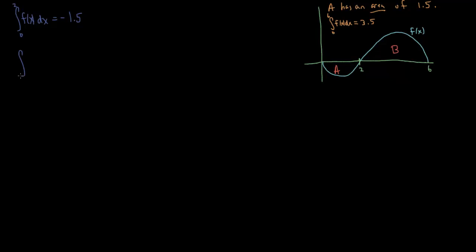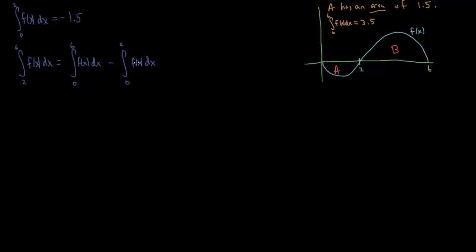What about the integral from 2 to 6 of f of x dx? Now, we aren't told anything specifically about 2 to 6 in our givens, but I think if we use the properties of definite integrals, we can figure this out. Because what are we told? By properties of definite integrals, we could say that this would be equal to the integral from 0 to 6 of f of x dx, which we know, minus the integral from 0 to 2 of f of x dx.